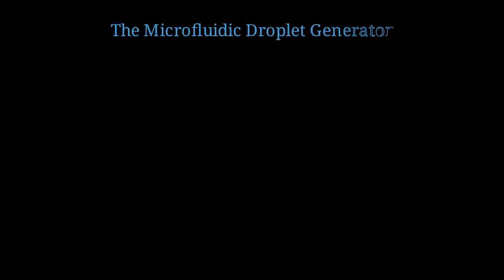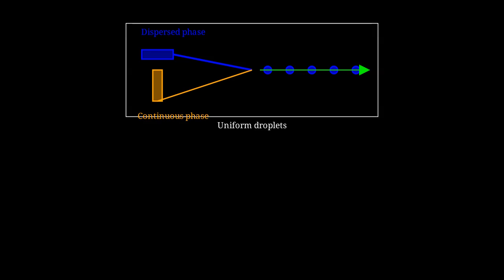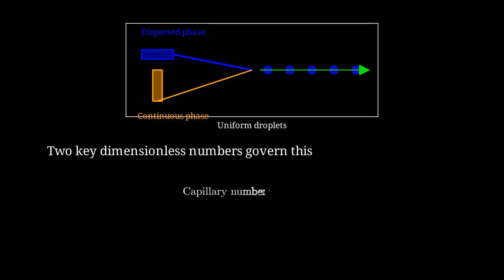Now let's move to the heart of our topic, the microfluidic droplet generator. In a microfluidic T-junction or flow-focusing device, two immiscible fluids meet. The dispersed phase breaks into uniform droplets in the continuous phase. The behavior is governed by two critical dimensionless numbers. First is the capillary number. Ca equals mu u over sigma, where mu is viscosity, u is velocity, and sigma is surface tension.